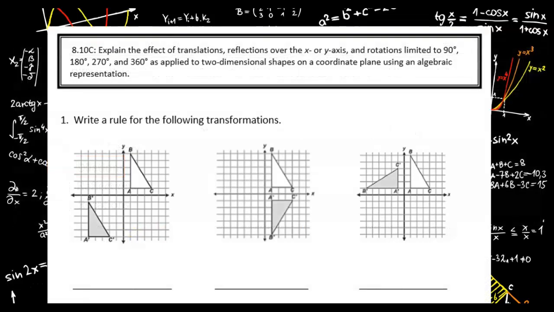Okay. Next up, I want you to write a rule for the following transformations. So press pause and write the algebraic representation for each of these types of transformations shown.